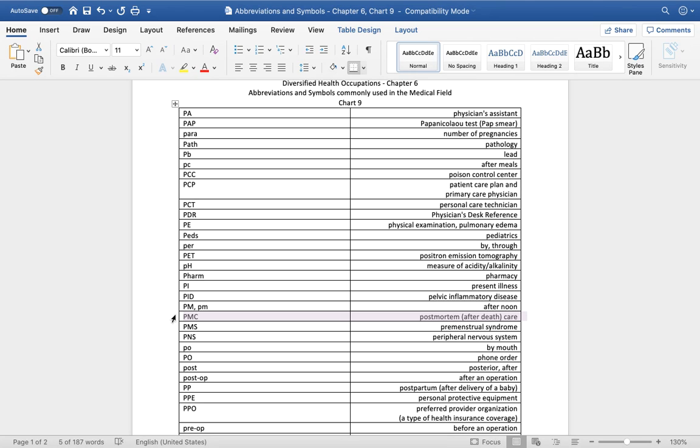PMC, this is for post-mortem care. This is what is provided for the body after death. So this could be cremation, say if you're like Hindu, if you watch the video. It could be an autopsy. It could be washing of the body, all sorts of stuff.